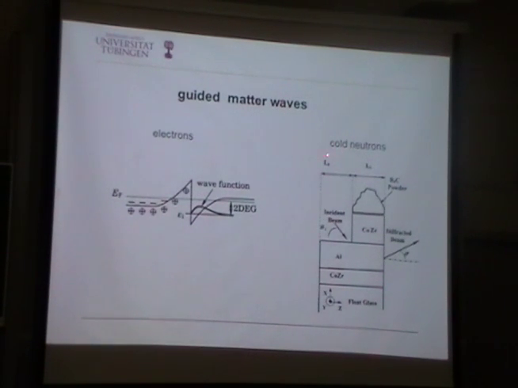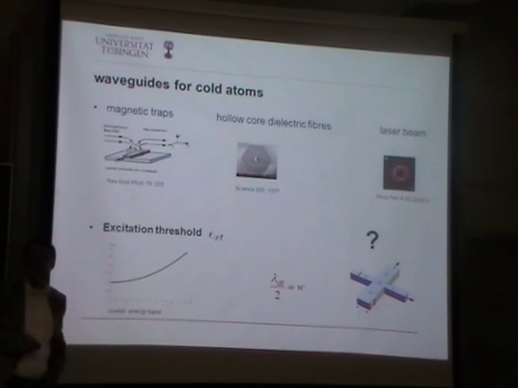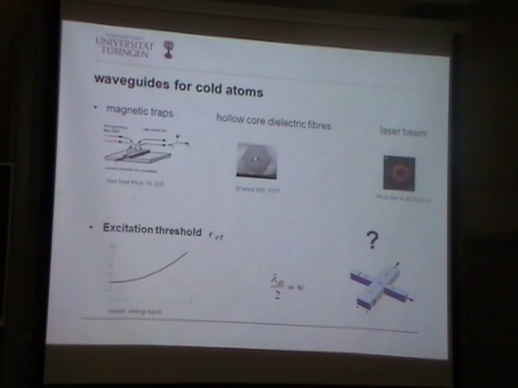Also, we have guided matter waves for cold neutrons, and recently also cold atoms, which can be trapped either by magnetic forces or by electromagnetic forces in hollow-core electric fibers, or, as we have also learned, laser beams. They can be used to guide atoms and to manipulate other-sized particles and so on. And in this case, again, we have an excitation threshold.